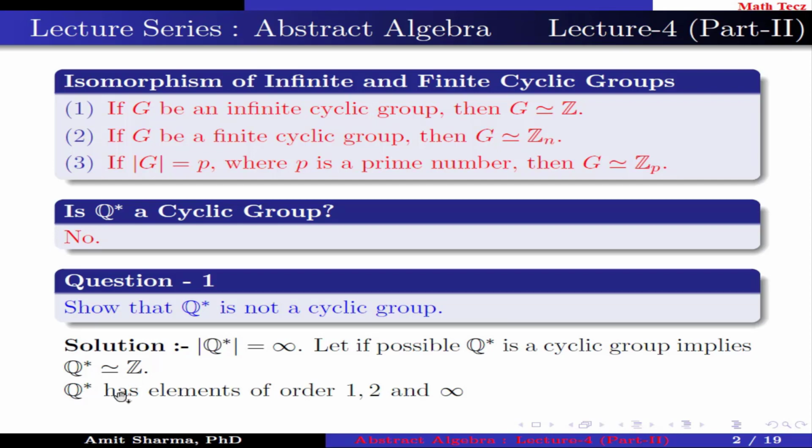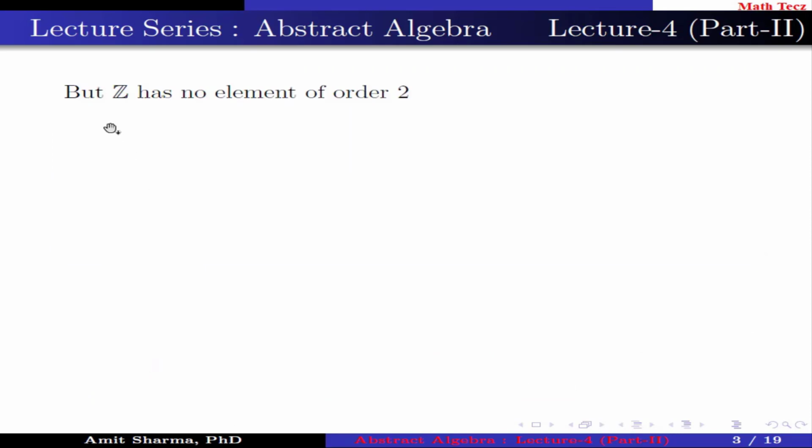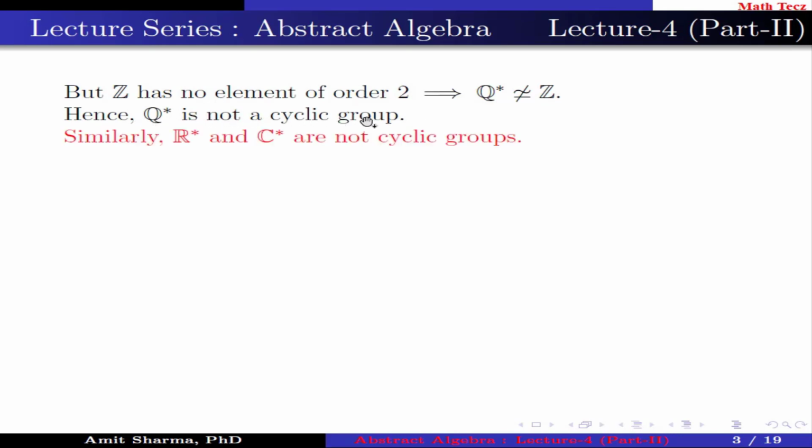We know that Q star has elements of order 1, 2 and infinity. Implies Z has elements of order 1, 2 and infinity. But Z has no element of order 2. Implies Q star is not isomorphic to Z. Hence, Q star is not a cyclic group. Similarly, R star and C star are not cyclic groups.